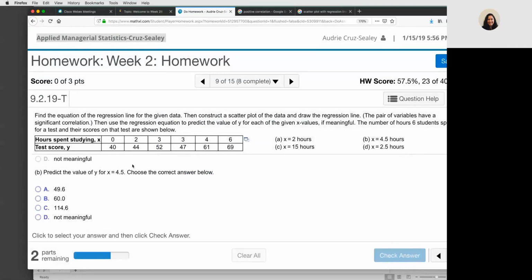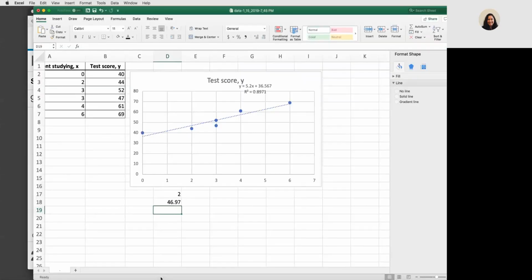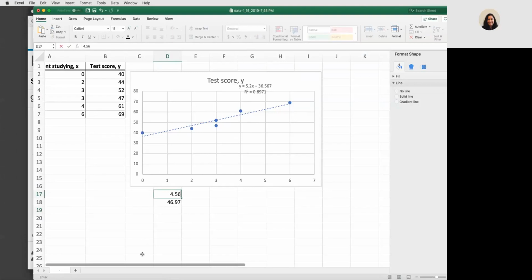Now, the next number they want me to put in is 4.5. So this is why this is cool. If you go to Excel, I don't want it to be 2 anymore. I want it to be 4.5. So now when I click on 4.5 and I hit enter, check what happens. It automatically changed. Do you see that? So you can put any number in here. 10, oh, it changes. 50, oh, it changes. So it'll change to whatever you want. So we want to change it to 4.5, so we get 59.97.